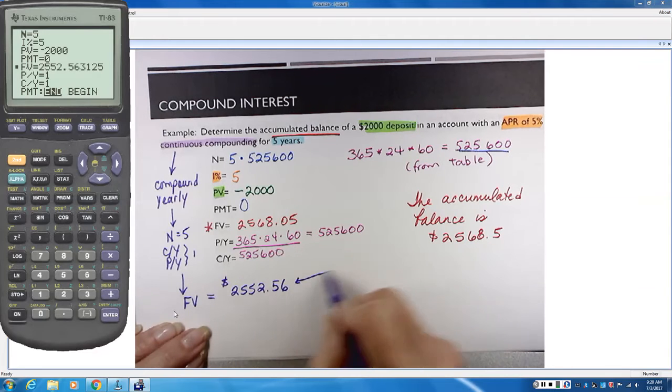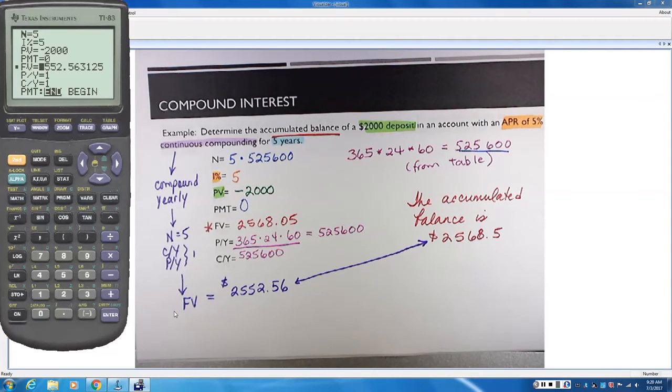So if you compare these two, you think, well, compounding continuously, gosh, that must make a lot of difference. Did it really make that much difference? No. So compounding continuously is not really that big a deal. It sounds like it would be. And if you actually deposit a larger amount of money, it would, of course, be larger. But most of the time, the difference is not that much.